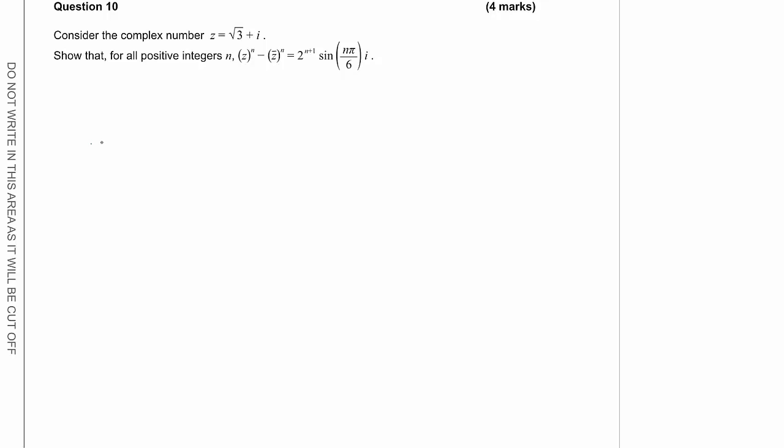Well, let's look at z to start with. So it's root 3 and 1, and that means that 3 plus 1 is 4, square root that, so that's 2. And this angle here would be pi by 6, the inverse tan of 1 over root 3. And so we can say that z is 2 cis pi by 6.